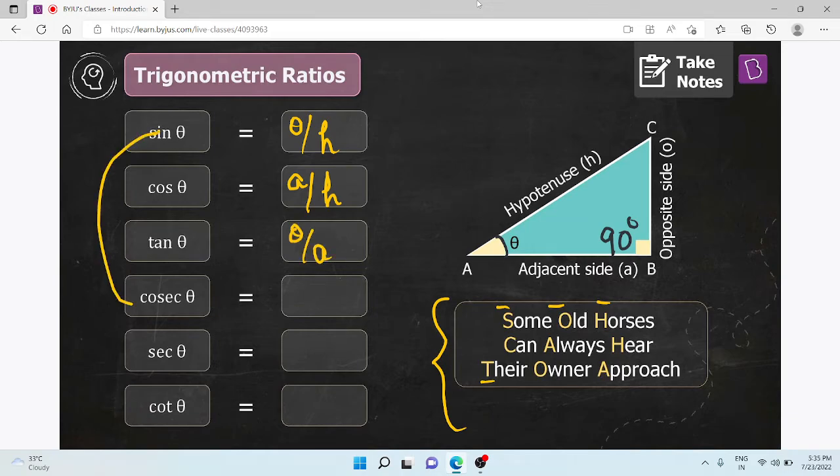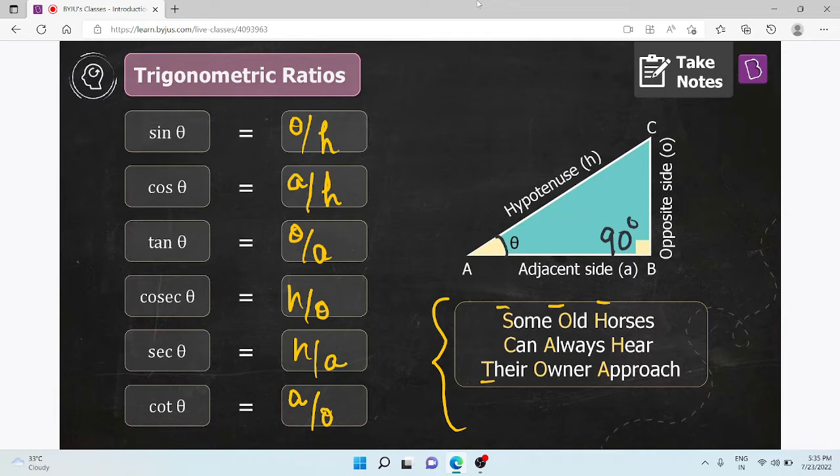Cosec is the reciprocal of sine, it will be H by O. Sec is the reciprocal of cos, it will be equal to H by A. What is the reciprocal of tan? So it will be equal to A by O. It means these are the values for all six trigonometric ratios. Students, please take notes of it and please try to remember all these values.